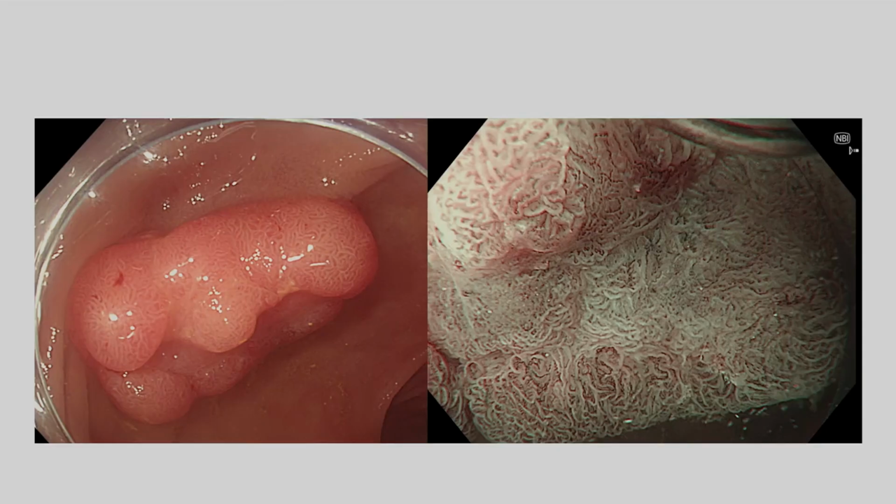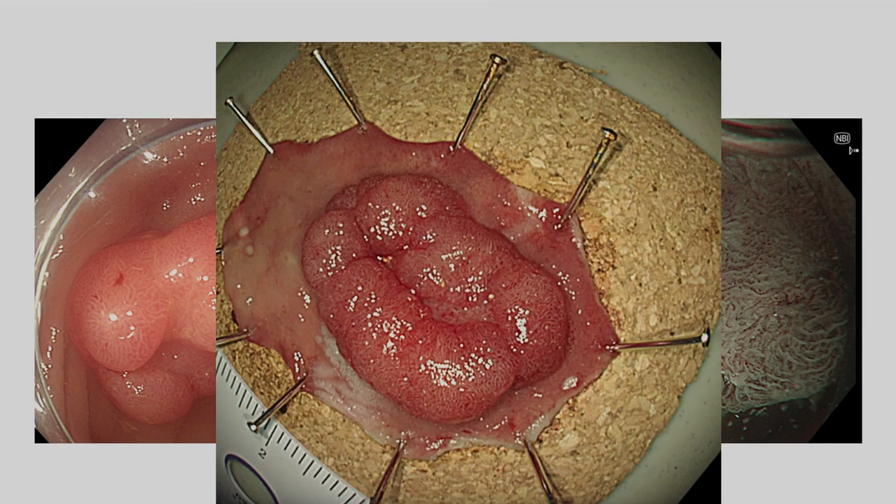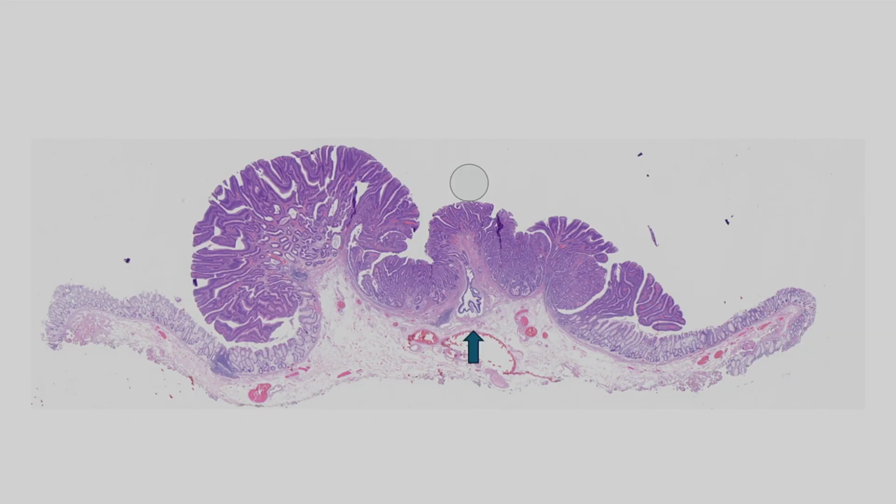Now, let's go into details. So that was the first case, which we did an ESD. The intention was to do an EID for this one, but because the submucosa was lifting nicely, we went ahead and removed that with ESD. But this was the histopathological specimen.